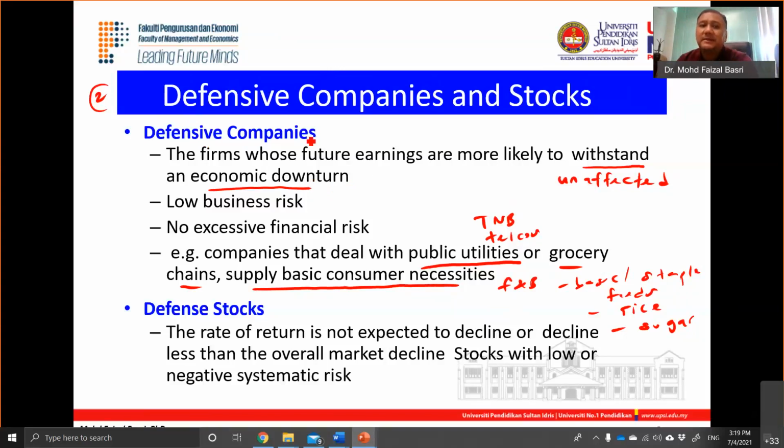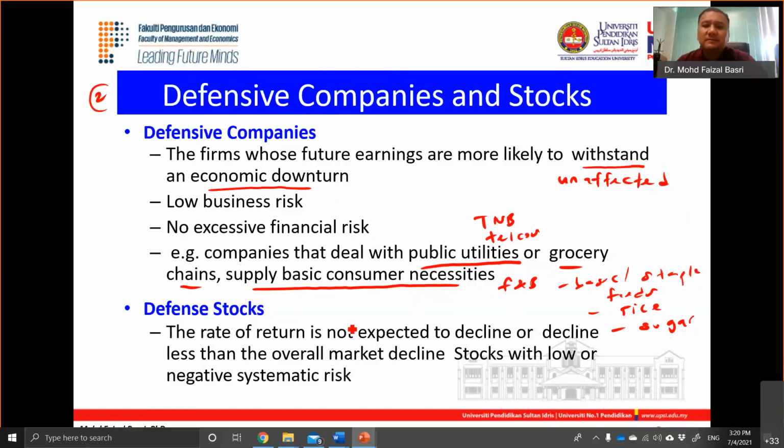Okay, especially companies related to maybe luxury items. So during good economy, people have a lot of money, people invest or people spend their money on luxury items. But during economic downturn, people will stop buying because they are focusing more on necessities. Okay, so they don't spend on unnecessary items. So therefore the luxury goods will be affected during economic downturn, for example. But for defensive, no, they will survive.